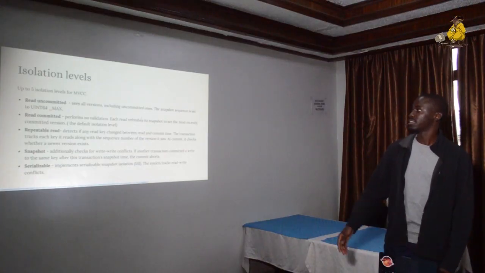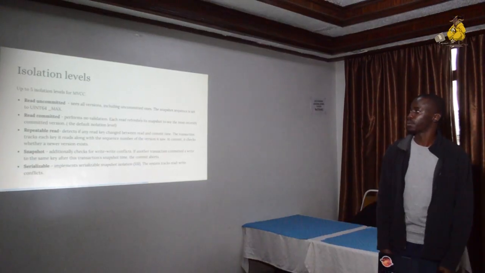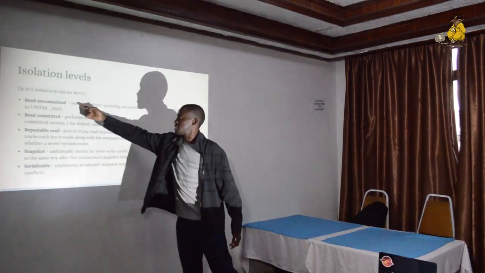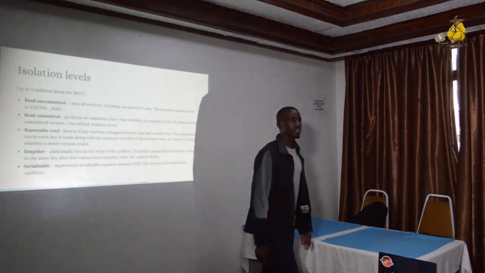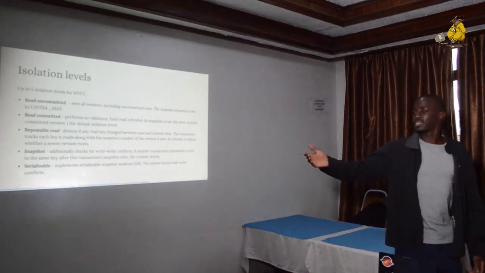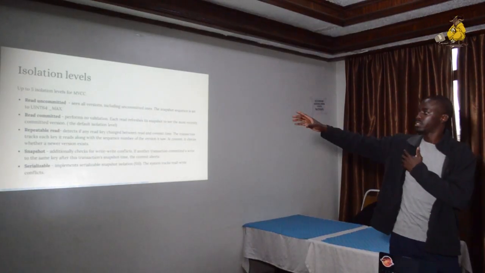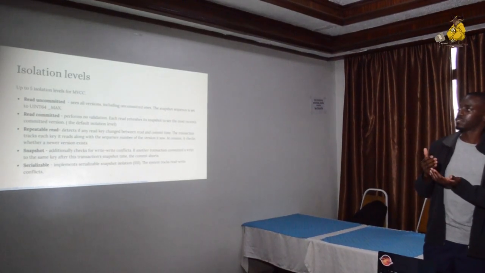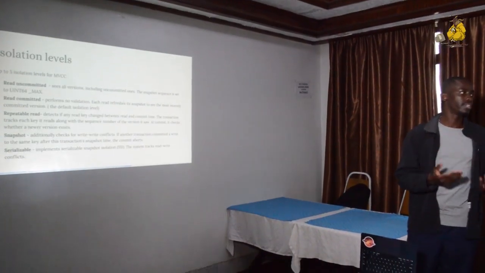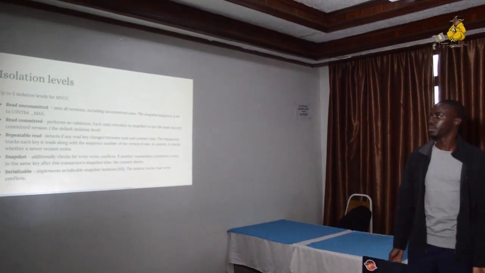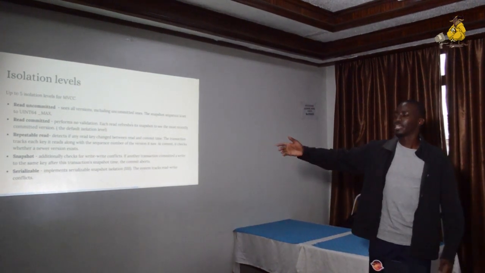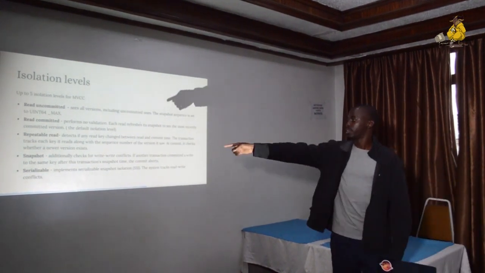Isolation levels, up to 5 isolation levels: read uncommitted, read committed, repeatable read, snapshot, serializable. This is the fastest, this is the slowest. What influences your trade-offs is the kind of data you are serving or the kind of workload. If you're running a financial system with financial transactions, you need serializable.